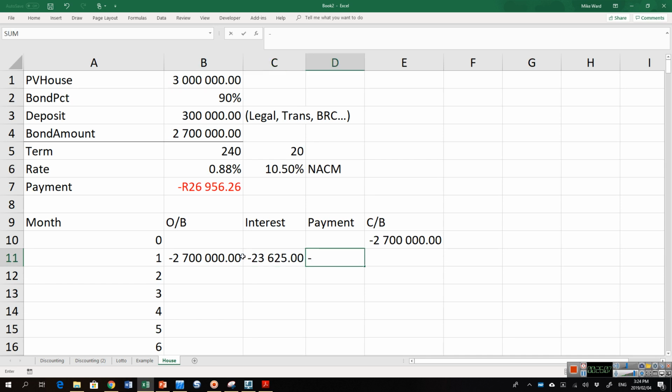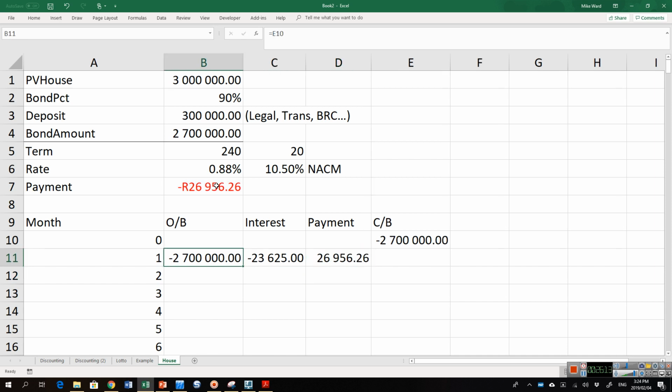And again, I'm just changing the signs here because I want to show that we owe the bank that. So I put a minus sign in there. And so our closing balance will be equal to the sum of what we started with minus the interest plus what we've paid. A bit like what we did just now. Now, once we've got all of this, sorry, I just need to lock that one down.